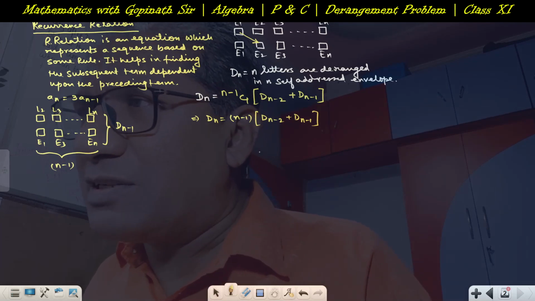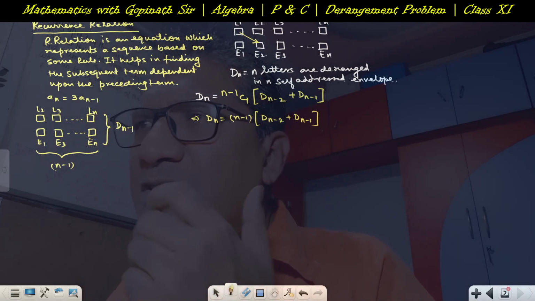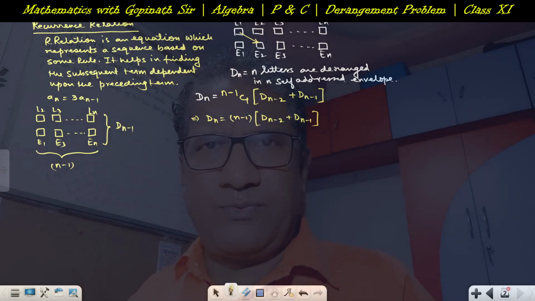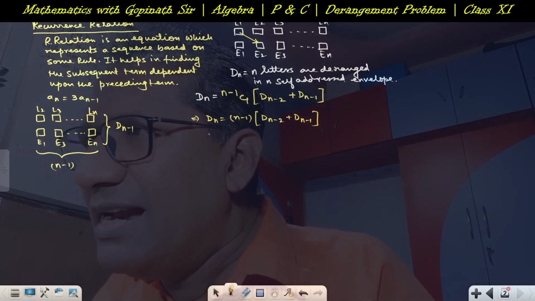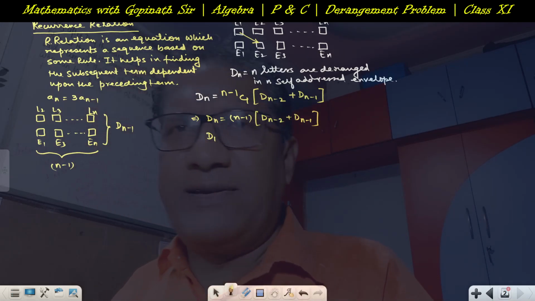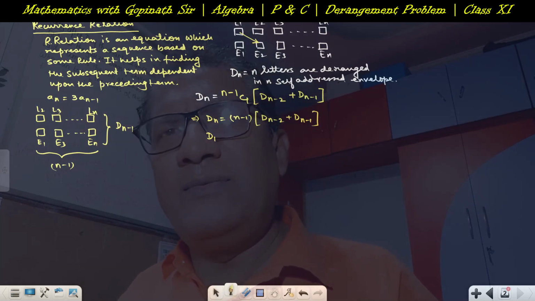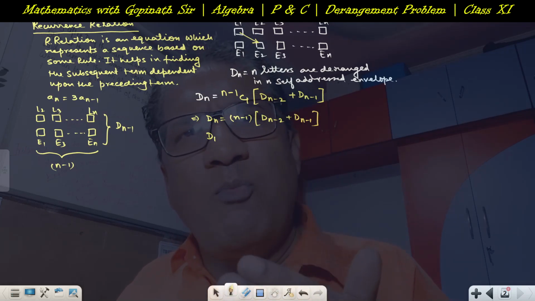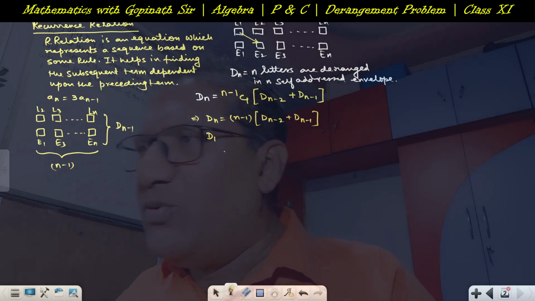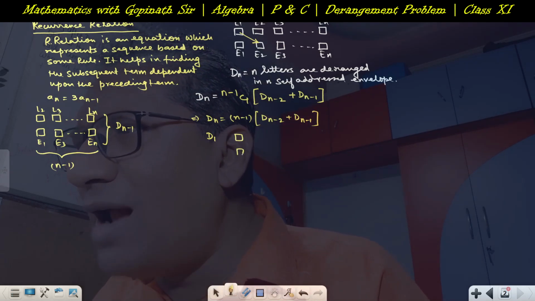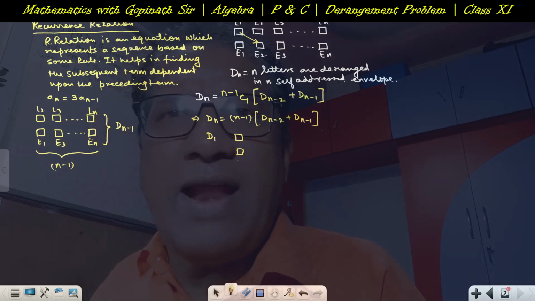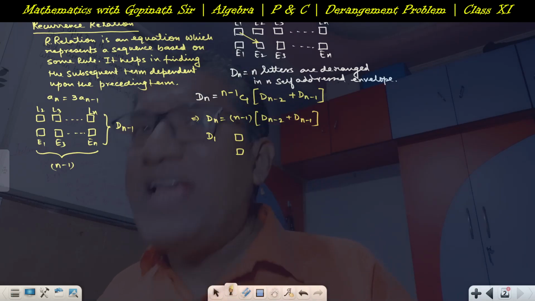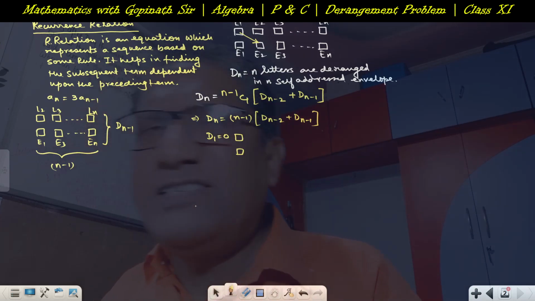Now the question comes, always remember, in recurrence relation, we always need some initial values. In this case, let us find out what our D1 is. It means there is one letter and one self-addressed envelope. In how many different ways can you derange that? Obviously, with one letter and one envelope, you cannot derange it. Therefore, D1 is basically 0.